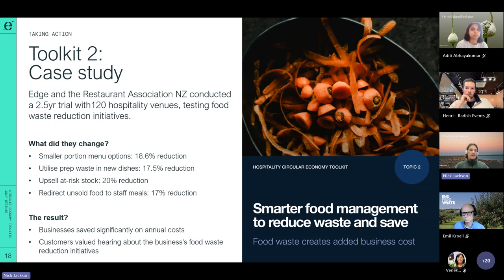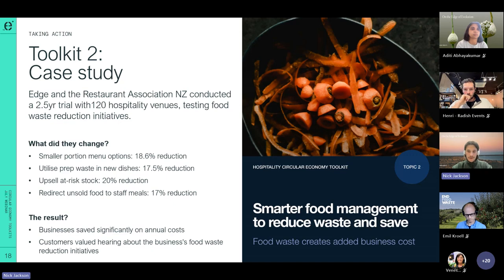The second initiative was utilizing prep waste in new dishes. And what that did was see a 17.5% reduction in costs, which cumulatively over a year was $3,000 to $4,000. The third initiative was upselling at-risk stock, which saw a 20% reduction in costs, which cumulatively was $7,000 to $8,000 per year. The fourth initiative was redirecting unsold food to staff meals, which was approximately a 17% reduction in costs, which again equated to $5,000 to $6,000 per year on average.